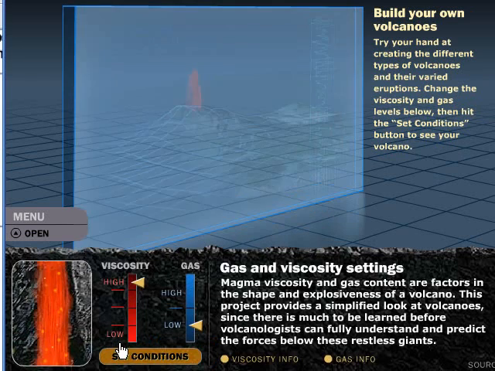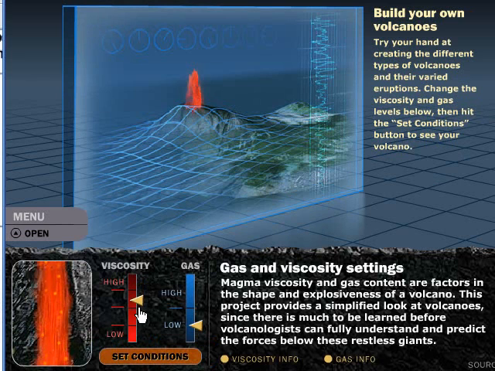Then you go back again to change conditions, and you go down to medium level of viscosity and back to high gas, set the conditions, watch the volcano erupt. The next time you take it to low gas, and then you go down to low viscosity and high gas and low gas. So you do this 6 times according to the instructions on the data chart.